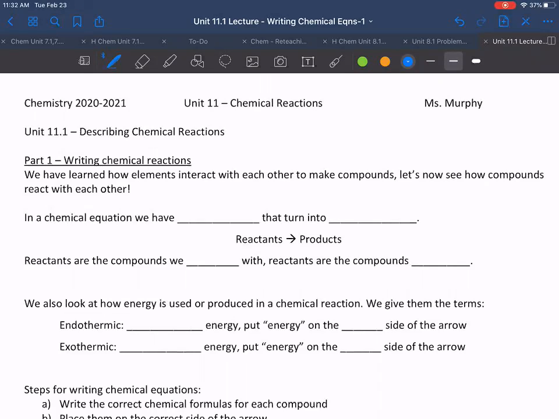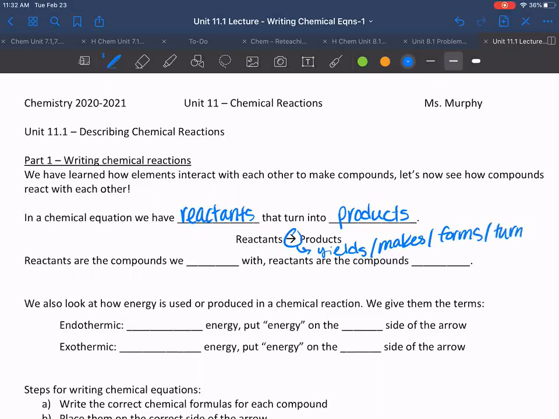But in a chemical equation, we have what are called the reactants that turn into products. And so I just put a generic little equation below this saying reactants go to products. So remember that arrow, this just represents the term yields or makes, forms. You don't have to write all these down. I'm just giving you hints for when we get into the actual equations.